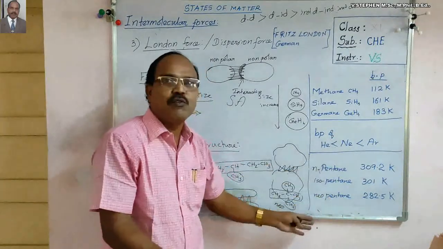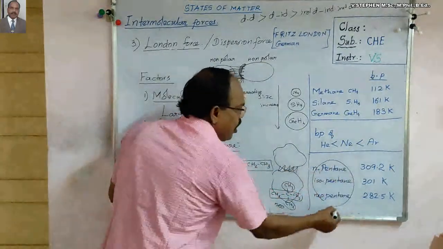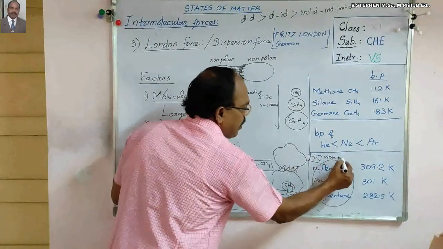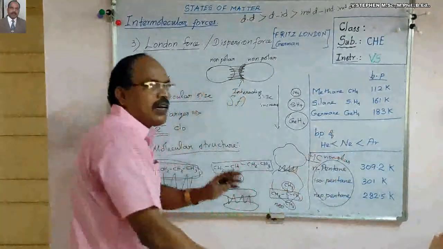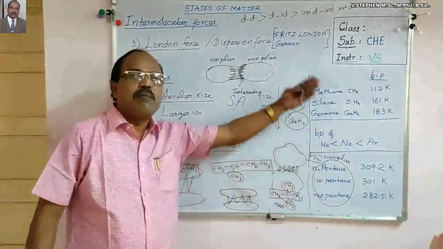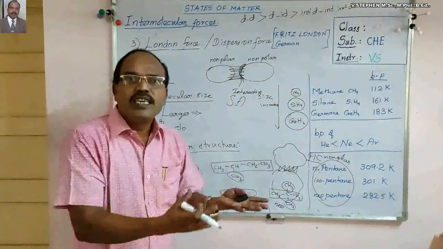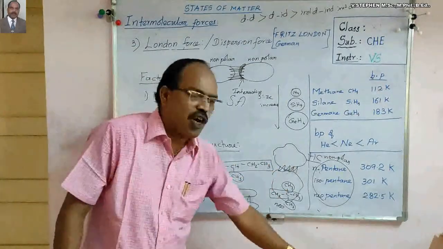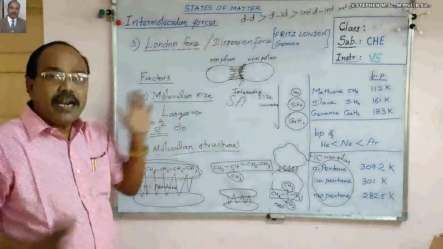All are London force. Why? They are hydrocarbons, and hydrocarbons are non-polar. Remember that, non-polar. So all of them are London force, but more surface area means stronger London force, otherwise weaker. Okay, so with this, I have completed the three van der Waals forces.